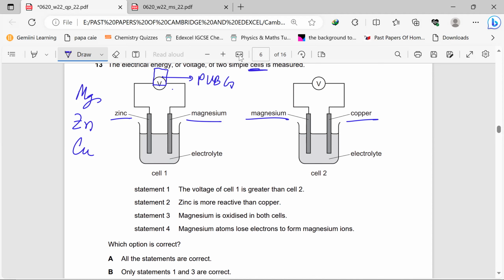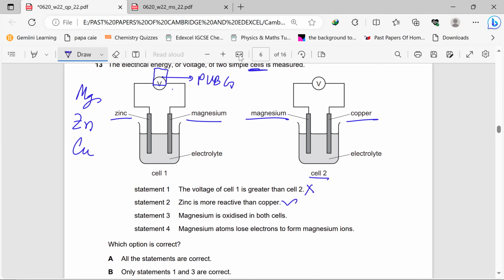So magnesium and zinc is basically the difference in reactivity. Greater the difference between the two metals in the reactivity series, more will be the voltage. So magnesium and zinc has less voltage because they have less difference in reactivity, but magnesium is very high in the reactivity series and copper is very low. Thereby the voltage of cell 2 should be higher. So the statement that the voltage of cell 1 is greater than cell 2 is incorrect. Statement 2, zinc is more reactive than copper. That is true. Magnesium is oxidized in both cells.